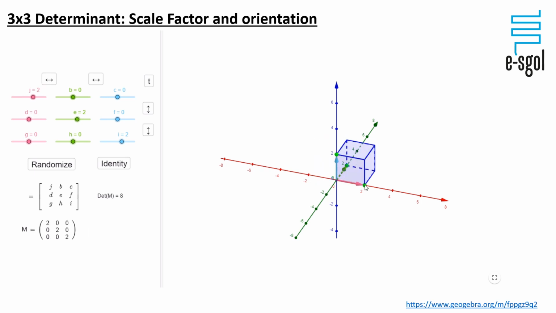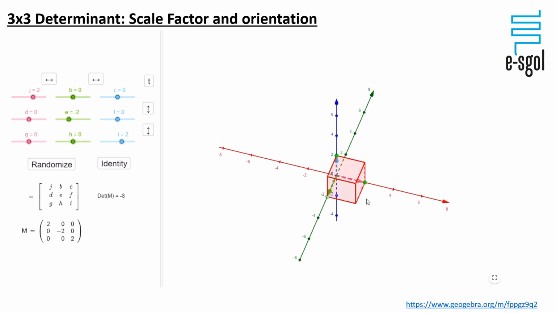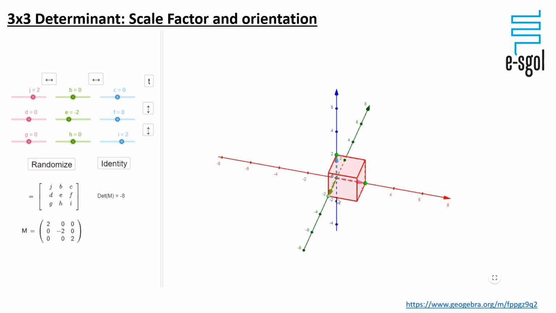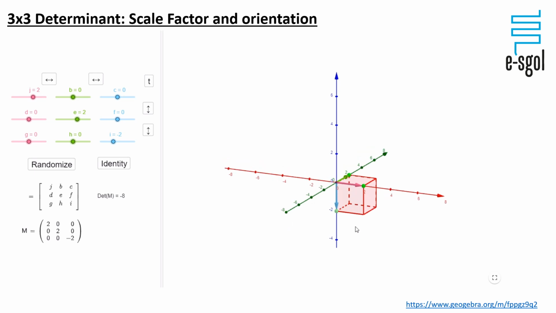I could do the same if I pull the y component this way. So I've now reflected the cube across the x-axis, I guess. And we could do the same in the x direction. If you do play around with this, if you click once on the coordinate, it changes how you can move it. So I've changed the z coordinate now, and that's given us a negative.